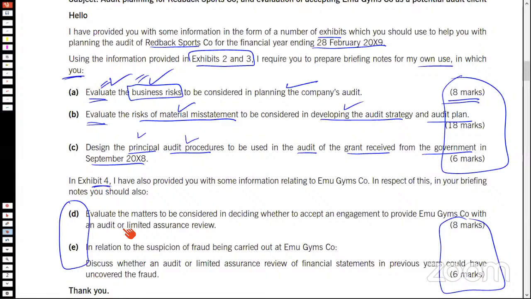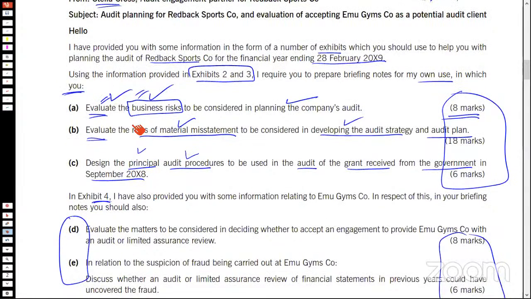So I think we are done with this specific question, the name of which was Redback Sports. I know I've not covered everything, but my main agenda was the risk of material misstatement, audit risk, and business risk. That was the main agenda of today's session.